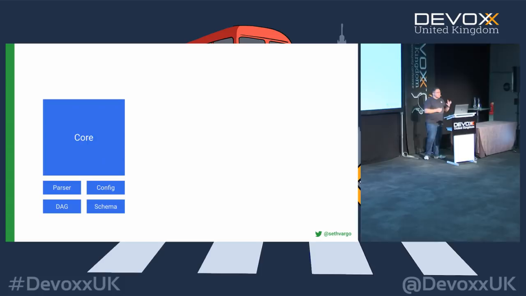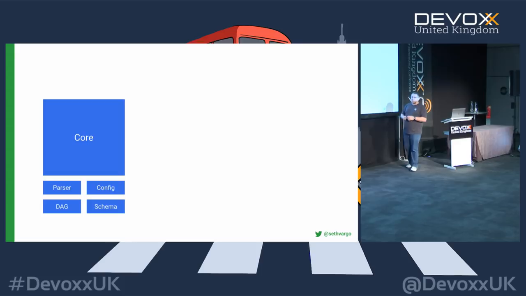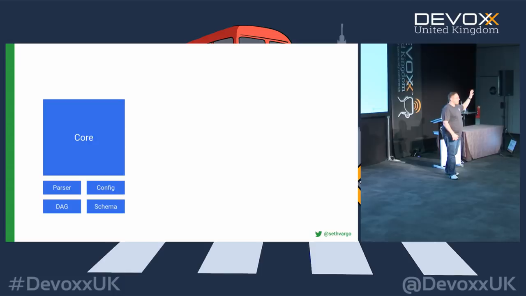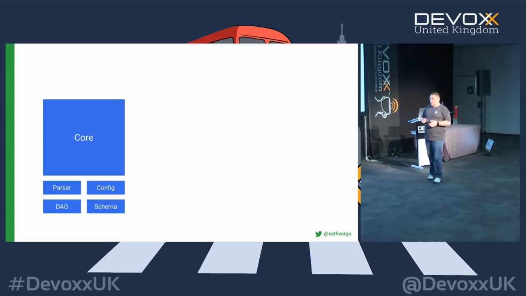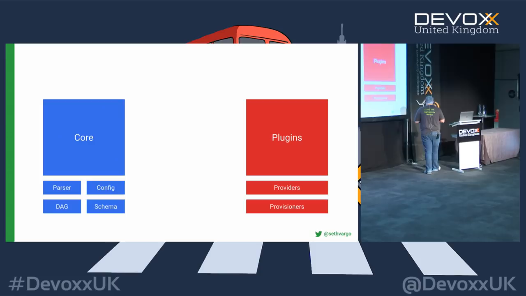We have this thing called the parser, which reads configuration. This thing called config, which is the configuration. The DAG, which is a pure mathematical implementation of a directed acyclic graph. It doesn't know anything about Google or Amazon or Azure. It's just a mathematical graph that implements all of the interfaces of a DAG. And then we have schema, which is a helper for building these things that we call providers. Providers are a particular type of plugin in Terraform.